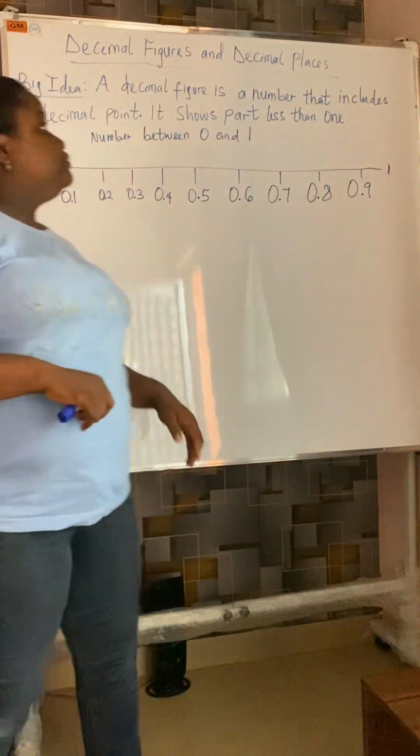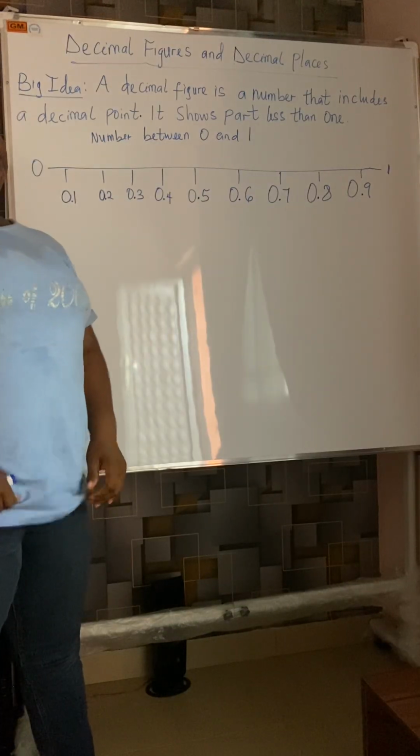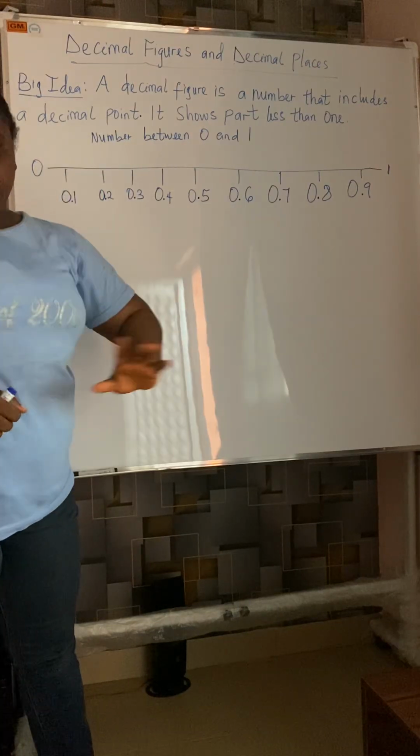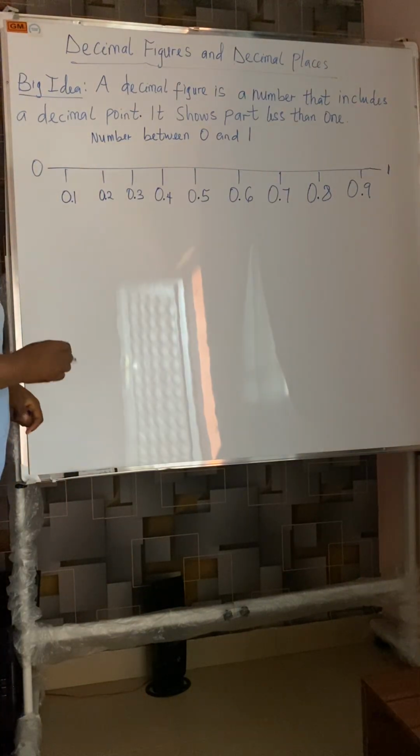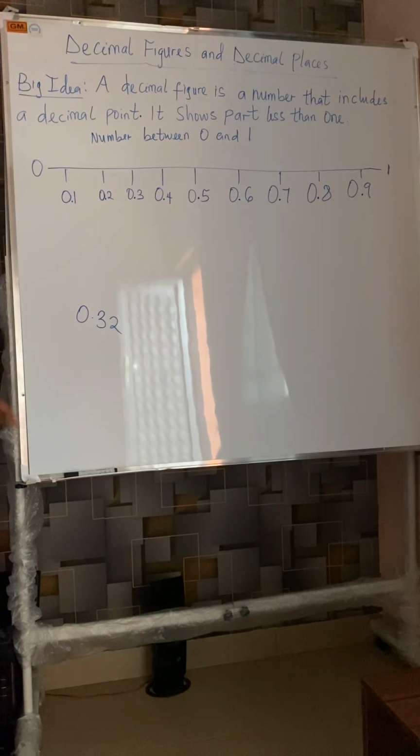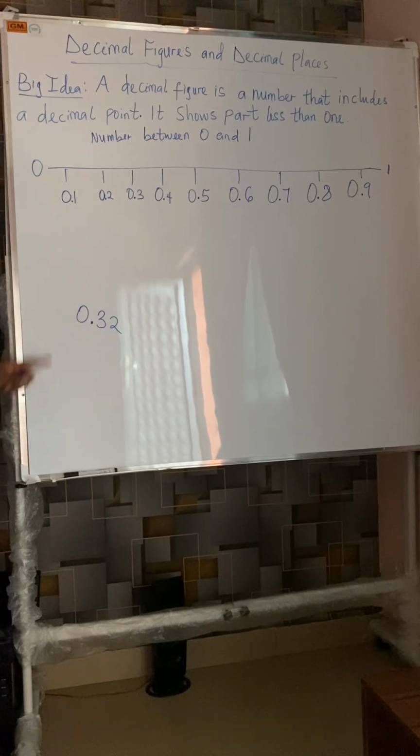See this. A decimal figure, which is also the same thing as saying a decimal number, is a number that includes a decimal point. Take for instance 0.32. This is a decimal because of this decimal notation here. So this is a decimal number. If I take out this decimal notation, I'll just have this. It should be 32, and there will be two significant figures here.